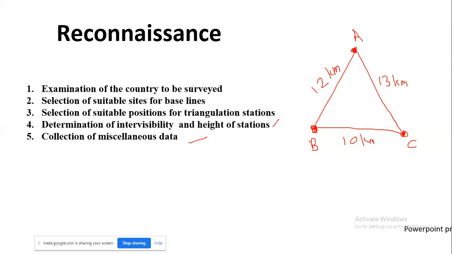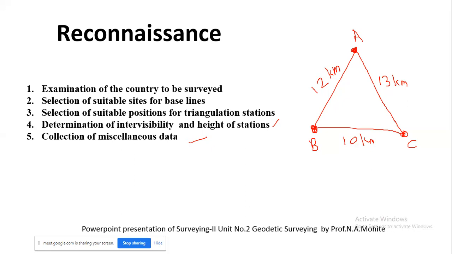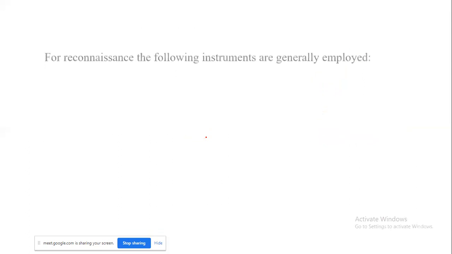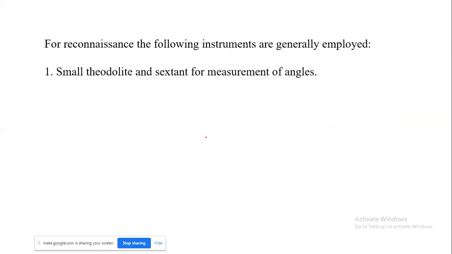Also, you should take an existing map, if there is one, and with respect to that you can do the survey work, which is done in a very rough pattern. For this purpose, as I told you, you can carry various instruments, like a small theodolite or a small sextant for measurement of angles. We have seen the small box sextant, by which we can measure angles, or a small theodolite. Then you can carry a prismatic compass for measurement of bearings.